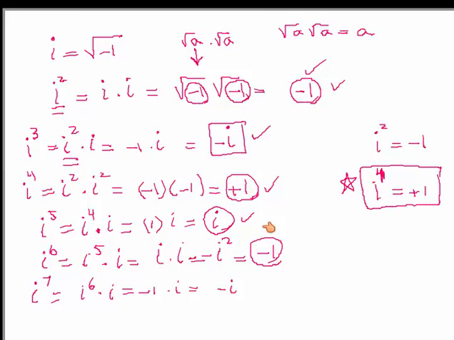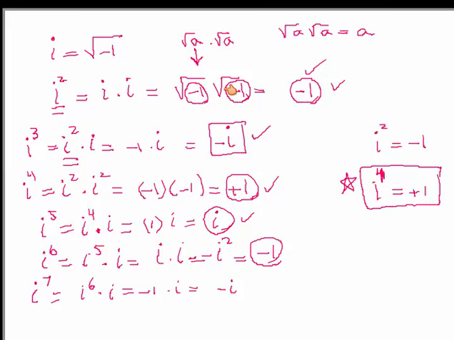This becomes negative 1. So being even or odd doesn't mean a whole lot in this case. Understand what I'm trying to say? But there's a pattern going on from i to the power of 1, to i to the power of 2, to i to the power of 3, to i to the power of 4, and so on.